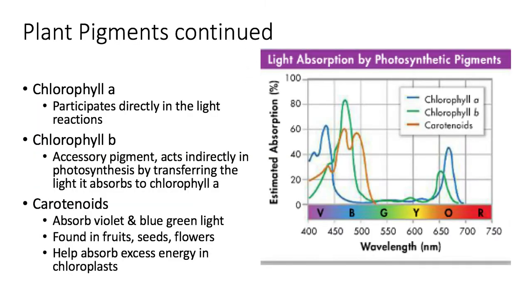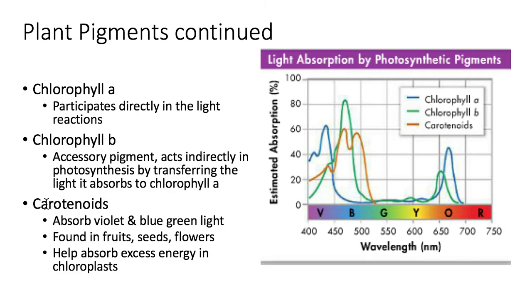It turns out chlorophyll comes in different flavors, and one of those flavors, the main one, is chlorophyll A. Chlorophyll A participates directly in the light reactions, which we will cover later today. Chlorophyll B, you want to think of as an accessory pigment, a helper pigment, and it helps indirectly in photosynthesis by transferring its light to chlorophyll A, which is the main chlorophyll pigment.